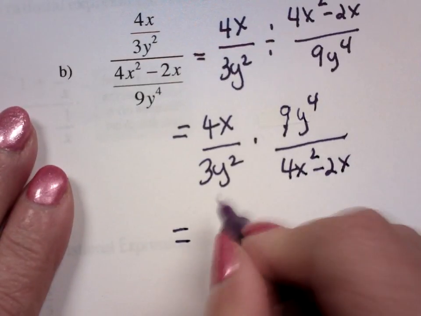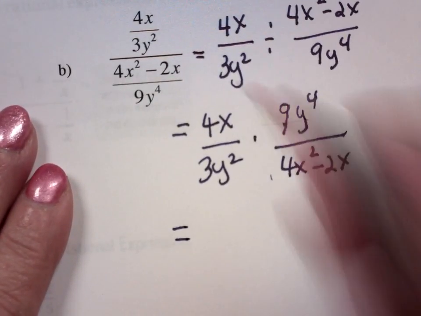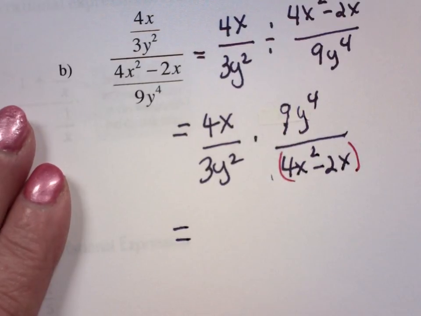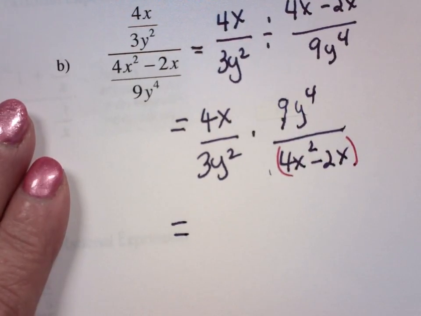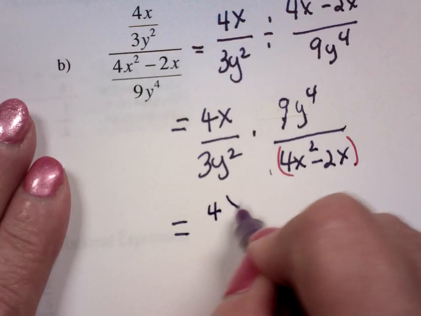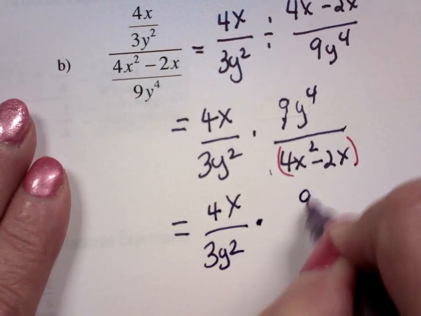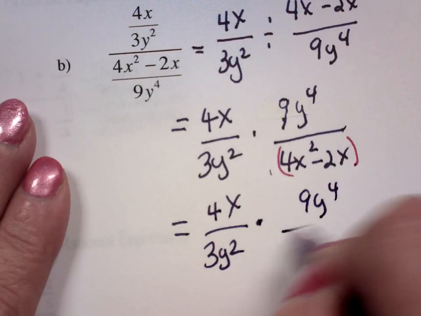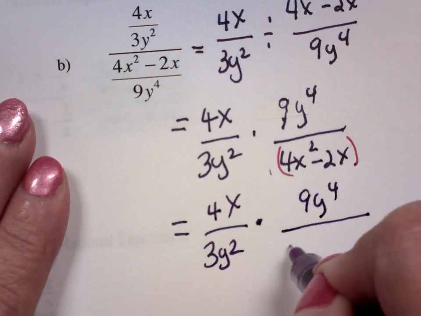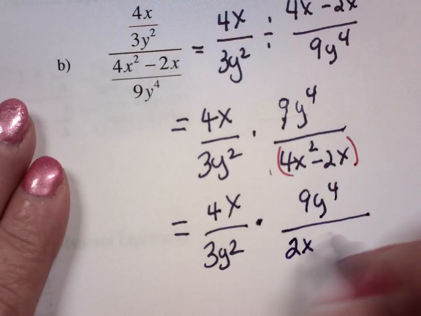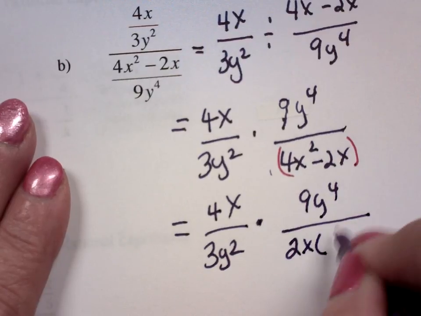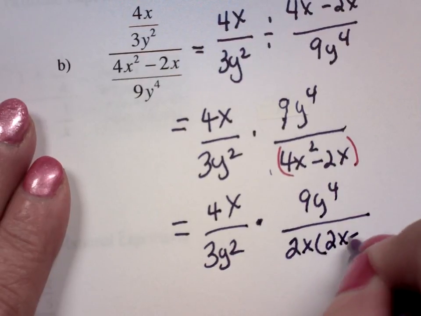And factor and reduce. This guy's more than one term, so I'm going to have to factor him, right? So this is 4x over 3y squared times 9y to the fourth over, greatest common factor is 2x times 2x minus 1.